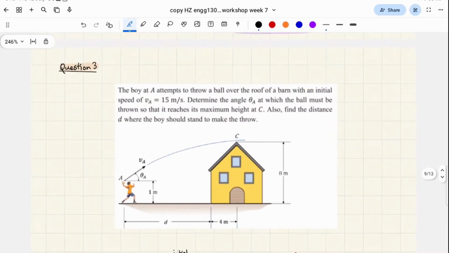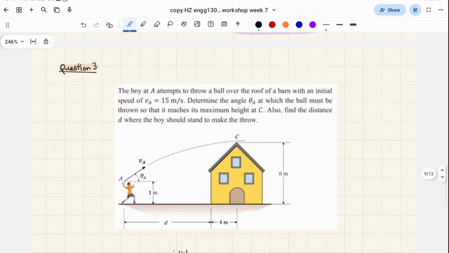So this first one is a projectile motion question, because we've got a projectile being thrown. So of course, as our coordinate system, y is the positive direction up, and x is the positive direction going to the right. The boy is throwing a ball from point A and is trying to hit the top of the roof. The ball has an initial speed of VA, which is the diagonal vector for velocity here. So we can split that up into its horizontal component and vertical component, which we'll do first.